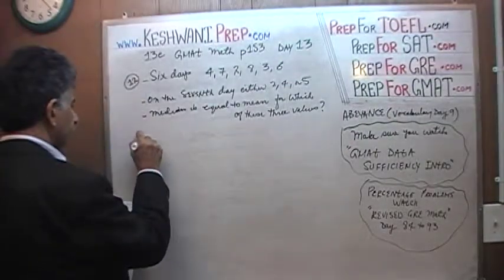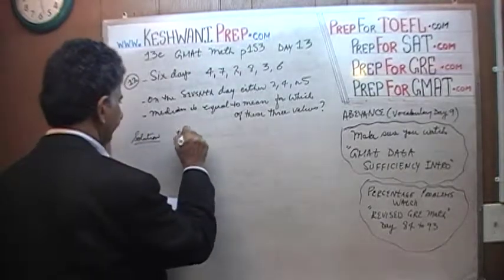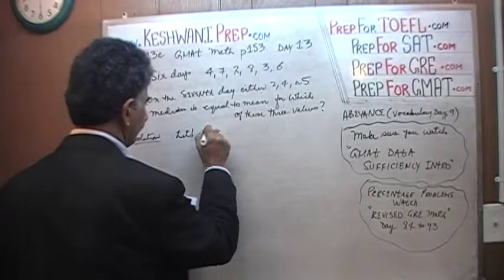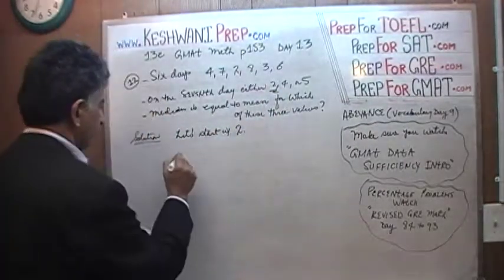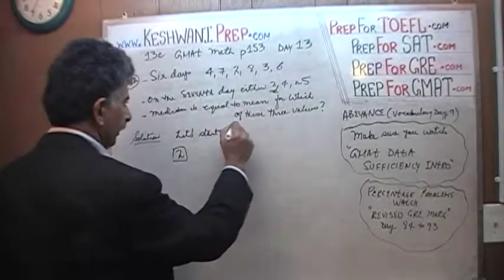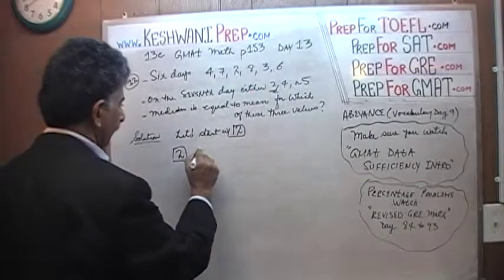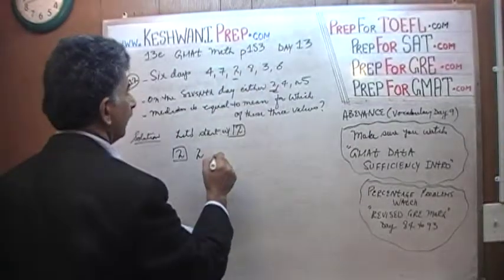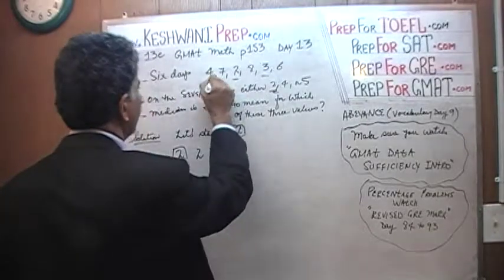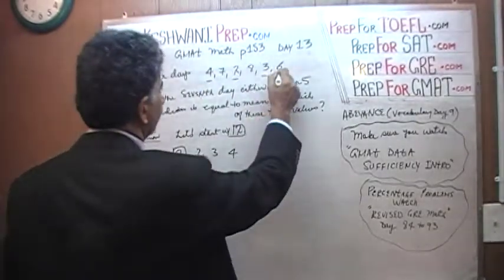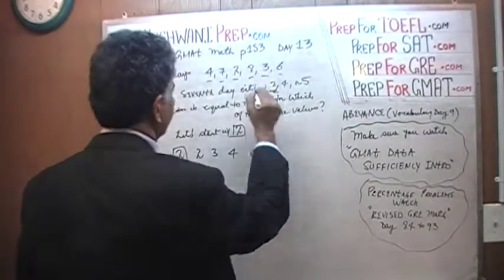Here's the solution. Let's start with 2. So here's the 2, and then we're going to write all of these numbers in order. We have a 2, then a 3, then a 4, then a 6, a 7 and an 8.